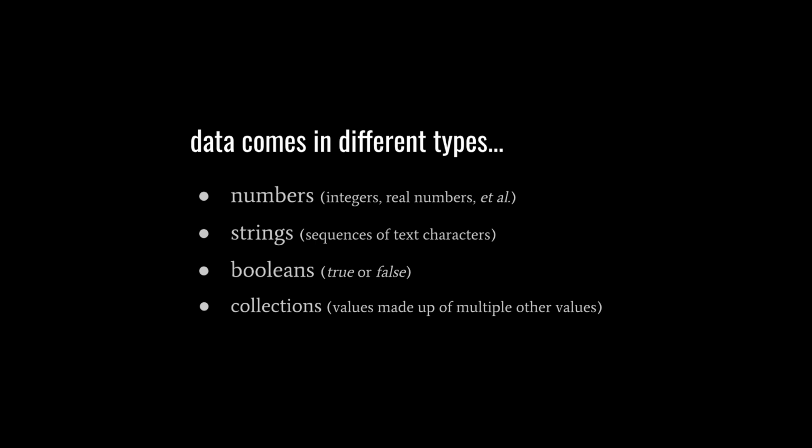Lastly, a collection is a piece of data, a value, which is made up of other values, which might be numbers or strings or booleans or even other collections. There are many different kinds of collections because there are many different ways to organize multiple values, but the most obvious, simplest, and probably most commonly used is a simple list. You have a collection which is just an ordered list: here's the first thing, here's the second thing, the third, the fourth, the fifth, and so forth.